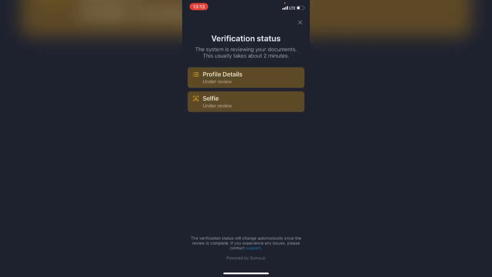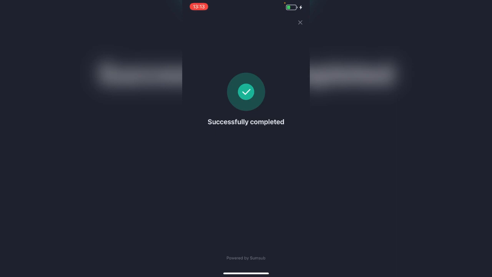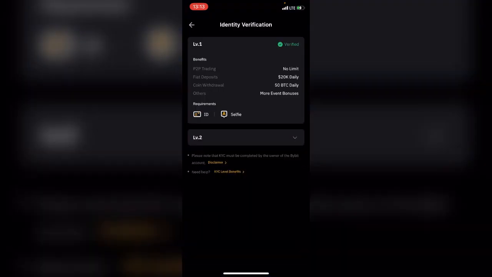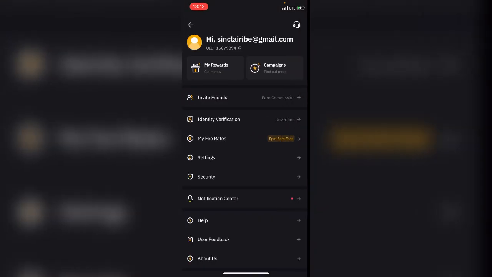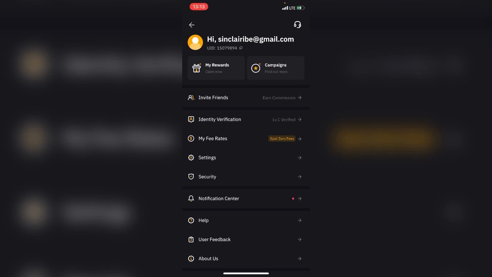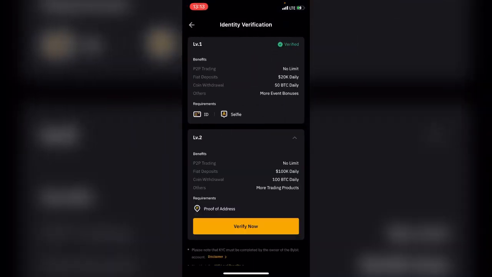Okay, so my data is accepted. Voila. So that's it for the first verification status. So we are going to the second verification status. Okay, so you guys should ride with me. Successfully completed. So that's it, and we are going for level 2, if we want to. But right now, let's check if we are verified already. Level 1 verified. That's cool. So level 2 verified.